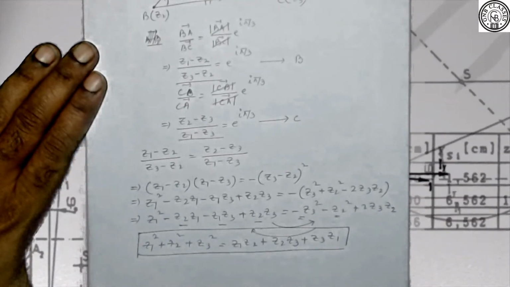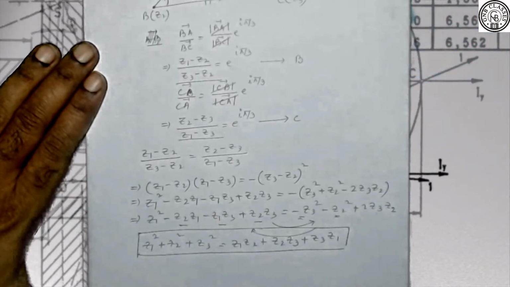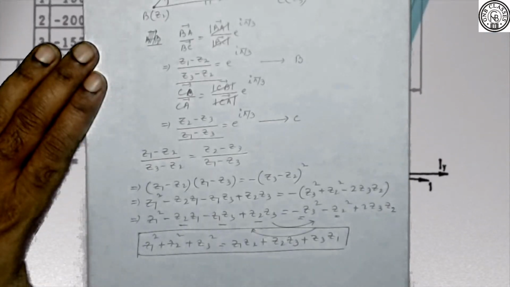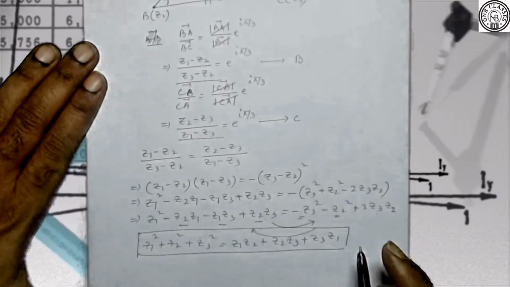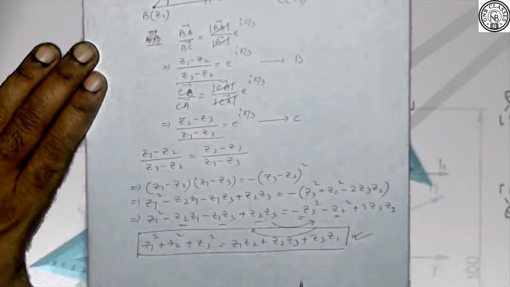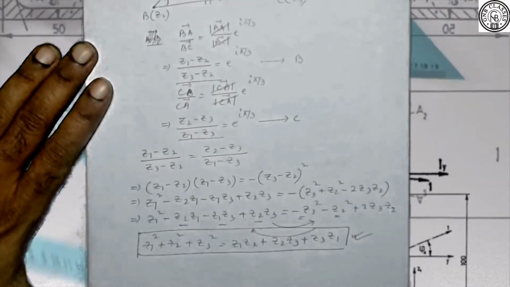So what is the relation? It is Z1 square plus Z2 square plus Z3 square is always equal to Z1 Z2 plus Z2 Z3 plus Z3 Z1. Very, very important point to be remembered.